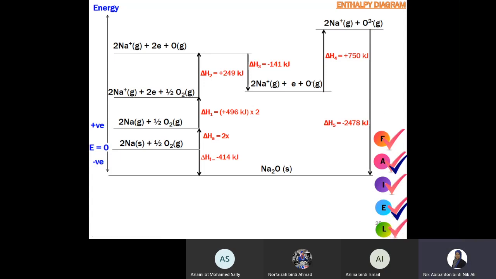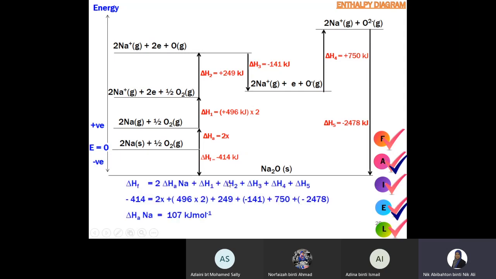So you have finished constructing the enthalpy diagram. Check back your phases. Check back your equation, whether it's correct or not. Then apply Hess's law to answer the next question, enthalpy of atomization of sodium. Substitute all of the values from the enthalpy diagram that we did just now. Then we get the enthalpy of atomization of sodium equals 107 kilojoule per mole. Again, the final answer unit is kilojoule per mole. You can also write it as we've done previously: enthalpy of atomization of sodium, positive 107 kilojoule per mole.